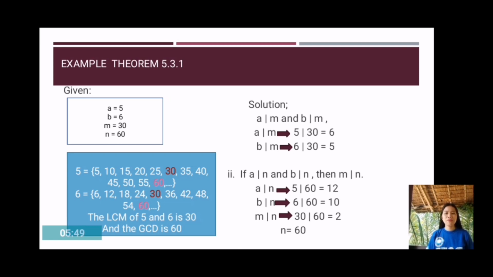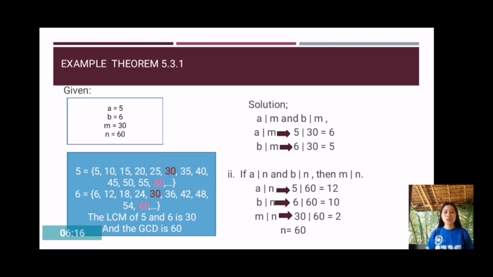Our a is 5 and our m is 30, so 30 divided by 5 is equal to 6. B divides m: our b is 6, our m is 30, so 30 divided by 6 is equal to 5. If a divides n and b divides n, then m divides n. Our a is equal to 5 and our n is equal to 60, so 60 divided by 5 is equal to 12.